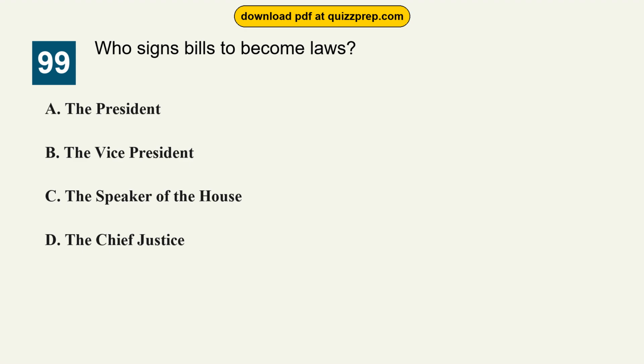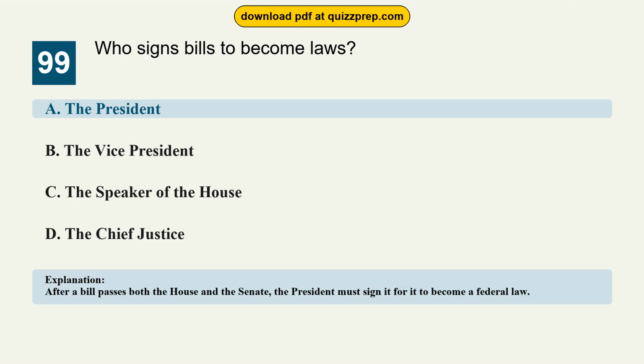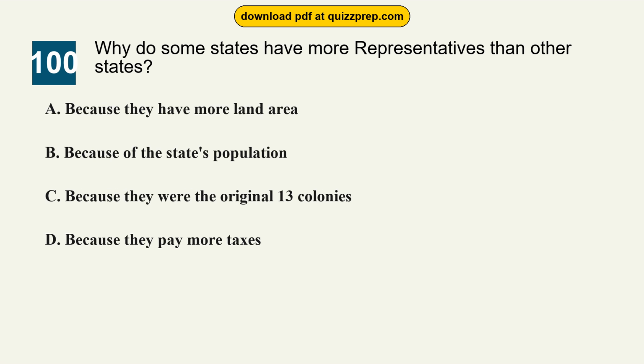Question 99. Who signs bills to become laws? Option A. The President. Option B. The Vice President. Option C. The Speaker of the House. Option D. The Chief Justice. The correct answer is option A, the President. After a bill passes both the House and the Senate, the President must sign it for it to become a federal law.